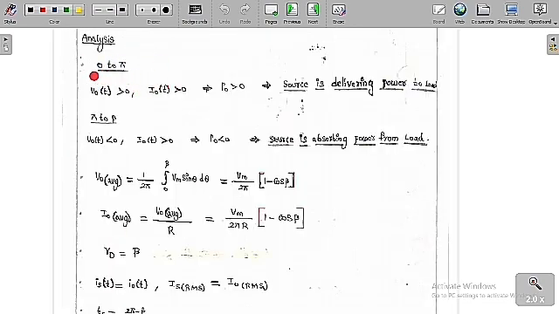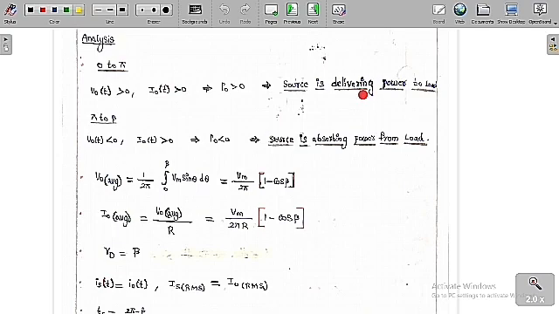From 0 to pi, the output voltage is greater than 0, and also the output current is greater than 0. So if you take the product of these two, we get P0 greater than 0. It indicates that the source is delivering power to the load, or simply the load is absorbing power from the source. Because from 0 to pi, V0 is greater than 0 and I0 is greater than 0, their product is also greater than 0, which indicates that the power is greater than 0.